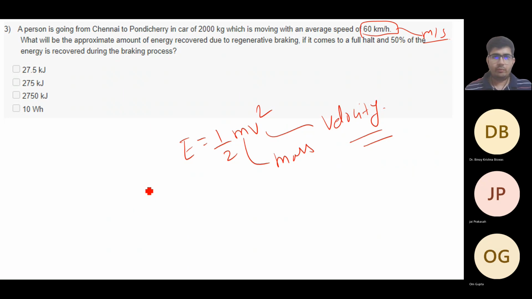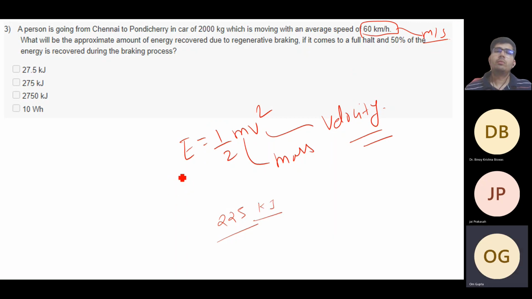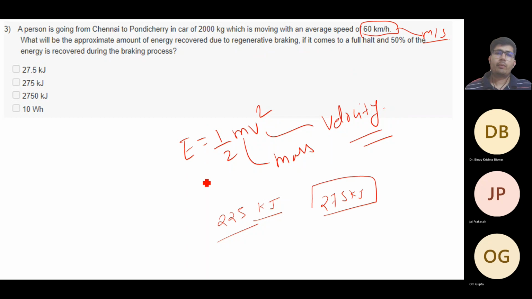225. 275 kilojoules. 275 kilojoule. Okay, is it the exact answer or do you have some round figure?